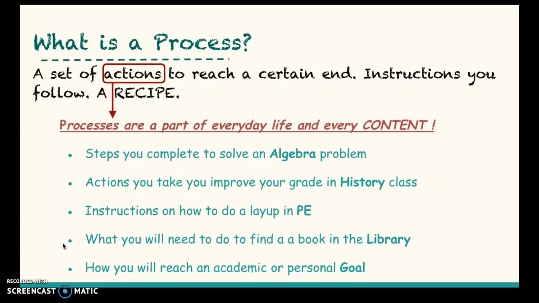So for the example about finding a book in the library, the ingredients would include a book, maybe a Dewey Decimal System, maybe the actions of going to the library, talking to a librarian. I mean, you can really just kind of go out of the box with these ideas.